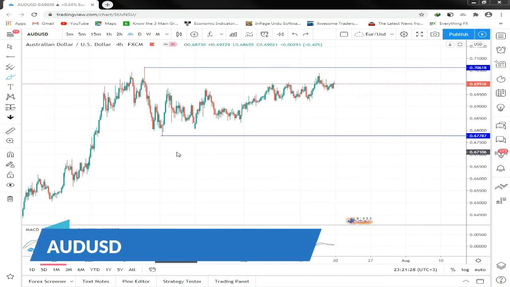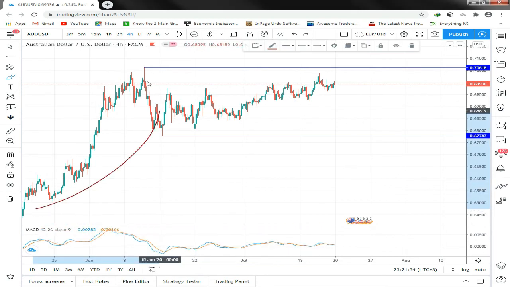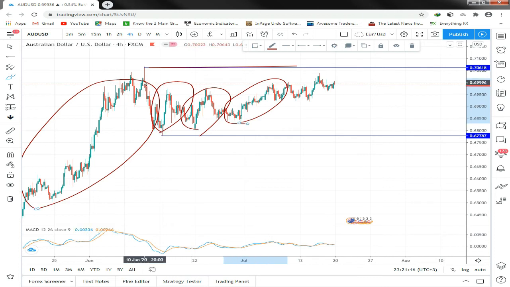So this is the Aussie USD. Aussie USD is still moving in a range. After this impulsive up move, price is trying to break this recent high, but failed so many times over these areas. So what will be the next move of Aussie USD?